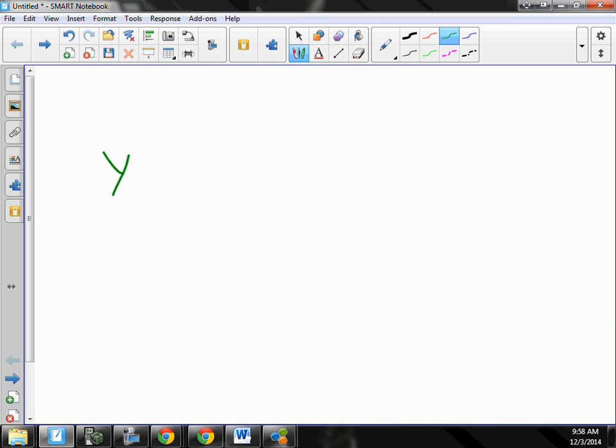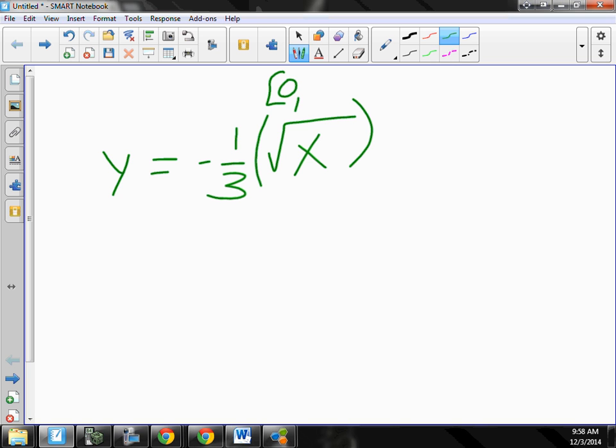Okay, what about this? What would the domain be? The domain is from 0 to infinity. X is greater than or equal to 0. For the range, this piece is 0 to infinity. And I times that by negative 1/3. What happens? Well, negative 1/3 times 0 is 0. What is negative 1/3 times infinity?